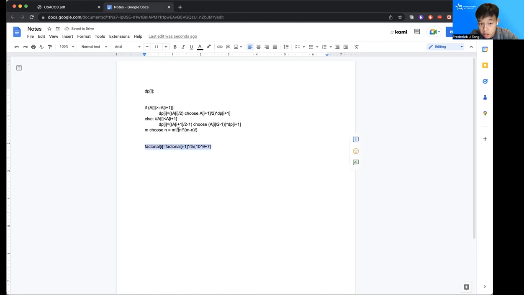However, division gets a little tricky, because when you're modding by a number, dividing is not the same. For number theory, you can't just divide once you mod by a number. Even though M factorial is indeed greater than this denominator, M factorial mod 10 to the 9 plus 7 might not actually be greater than this denominator. So you might get some weird fraction that doesn't make any sense.